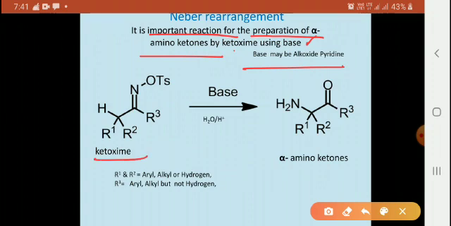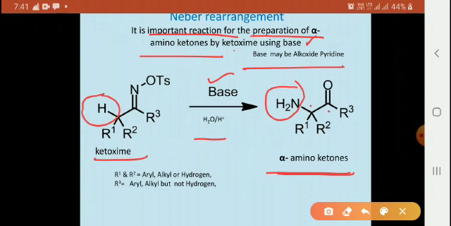Ketoxime reacts with base and gives alpha aminoketone after hydrolysis. It has a ketonic group, and the alpha position having an amino group is the alpha aminoketone. The reaction starts with the base. The base abstracts the proton, so the ketoxime must have at least one alpha hydrogen for the Neber rearrangement.